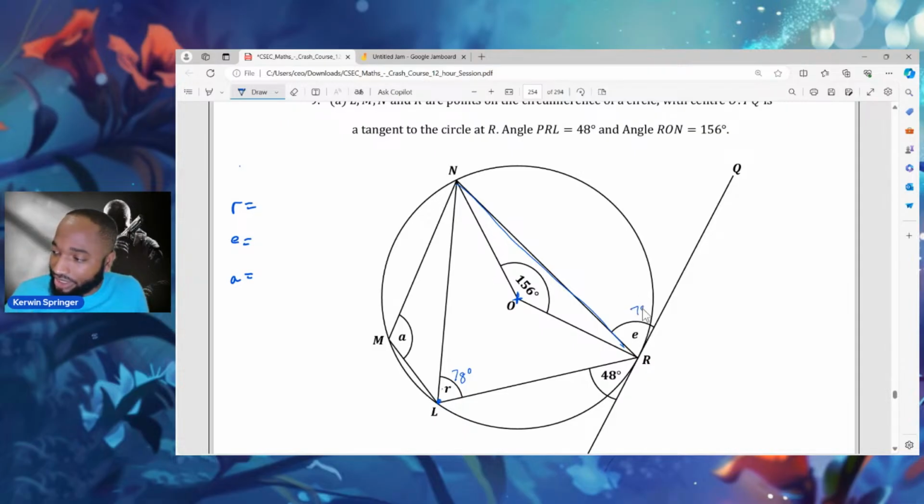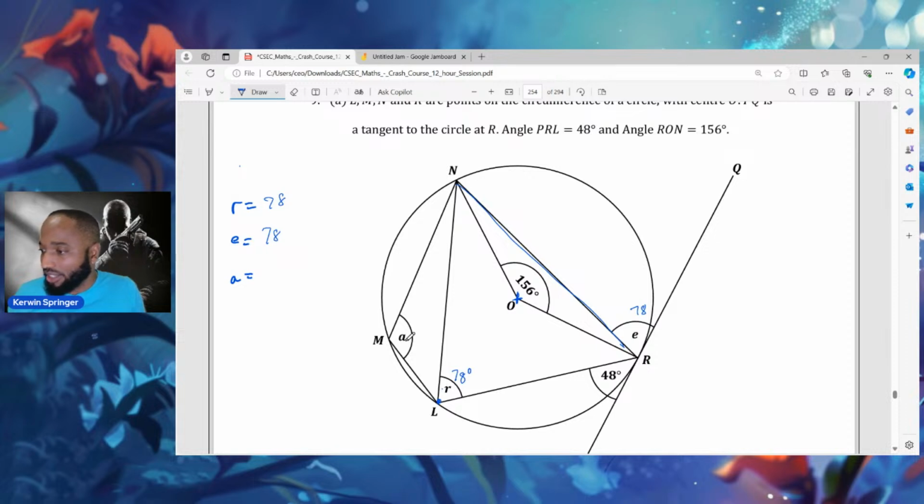What's the answer for E? It's also 78. One of the toughest terms to spot. This is indeed a tangent. Tangent, chord. The angle between the tangent and the chord is equal to the angle in the opposite segment. So this 78 is also equal to that 78. So we have 78, 78. What's the next one?